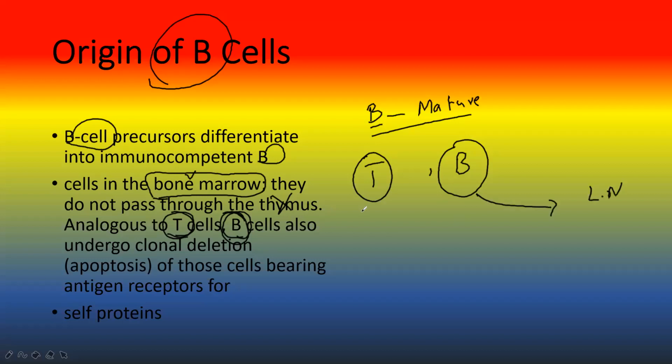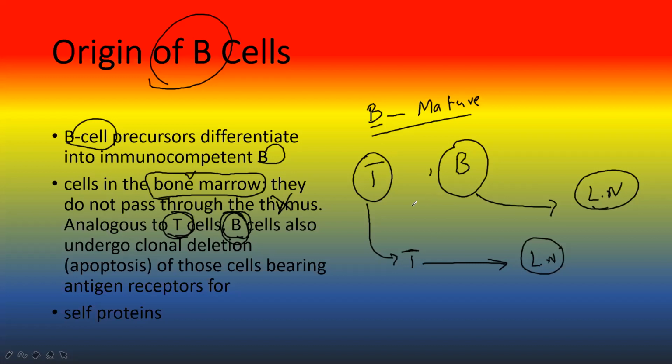How about the T cell? The T cell first enters the thymus, where it gets its thymic education. After passing through the thymus, it goes to lymph nodes. The B cell, after the bone marrow, goes directly to the lymph node. Clear? This is the main difference between T cell maturation and B cell maturation.